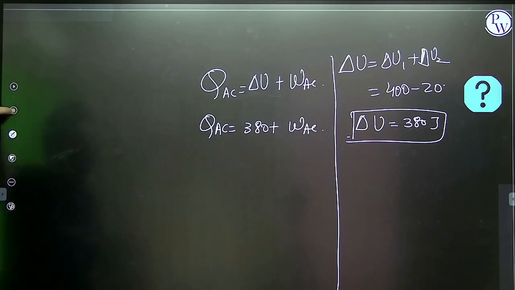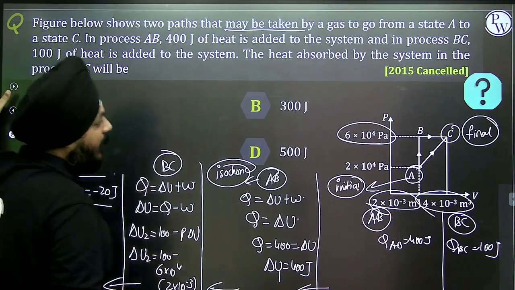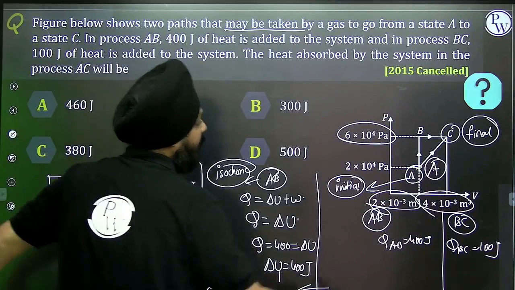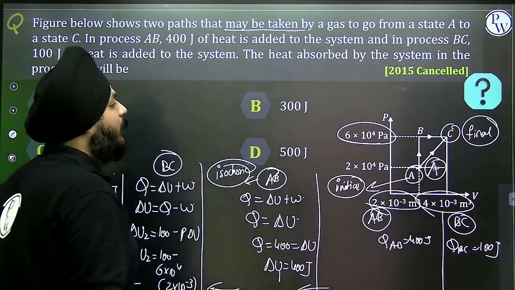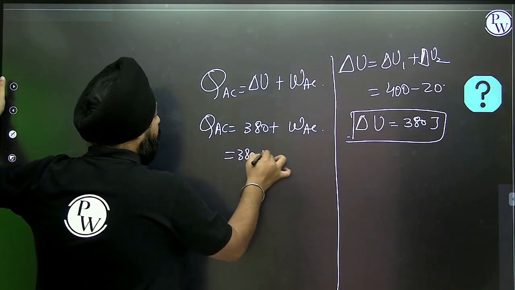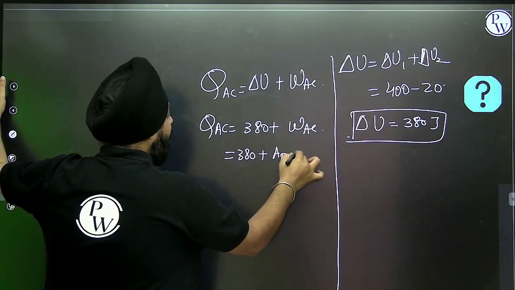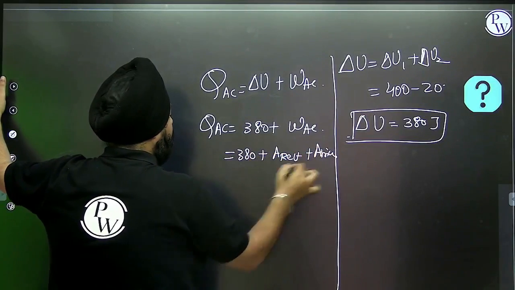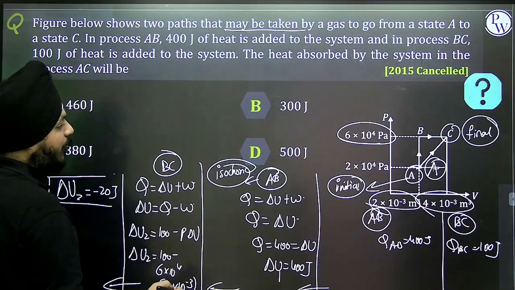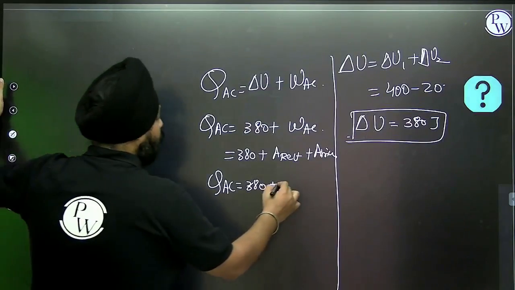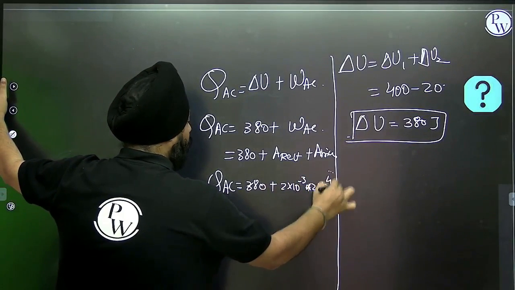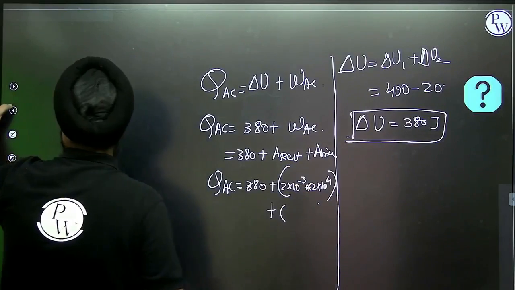Now what is the work done in the AC process? That is the area. This area can be divided into 2, a rectangle and a triangle with half base into altitude. So we can resolve it as 380 plus area of the rectangle plus area of the triangle. So what will be the Q of AC? That is 380 plus, what is the area of the rectangle? 2 into 10 to the power minus 3 into 2 into 10 to the power 4. This is the area of the rectangle, plus the area of the triangle.